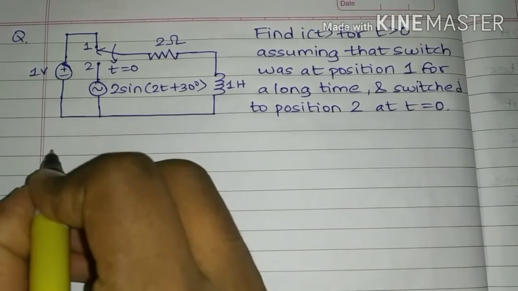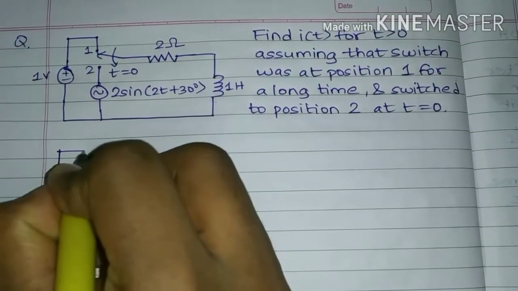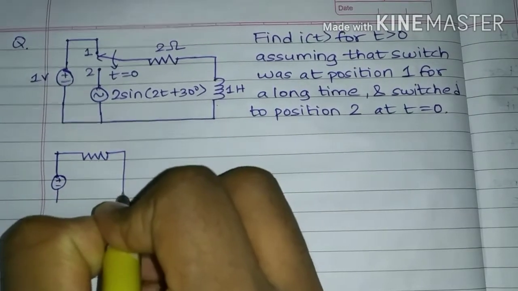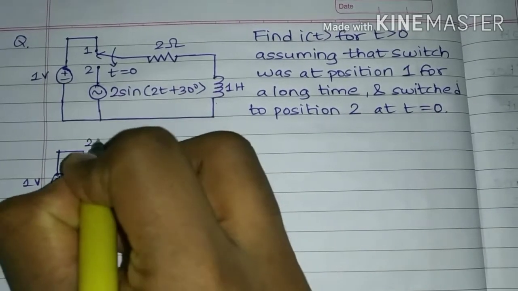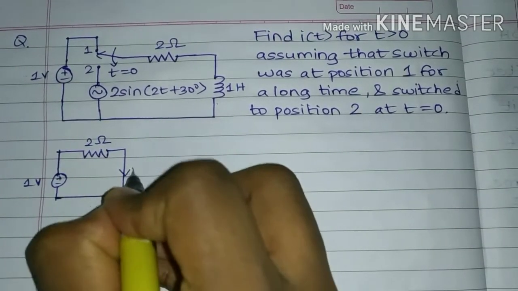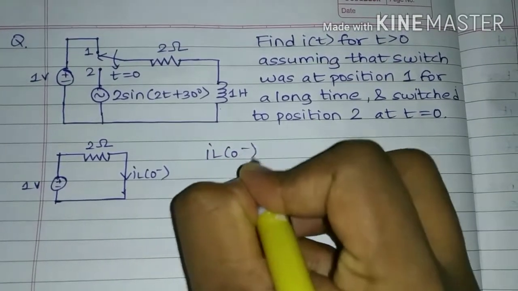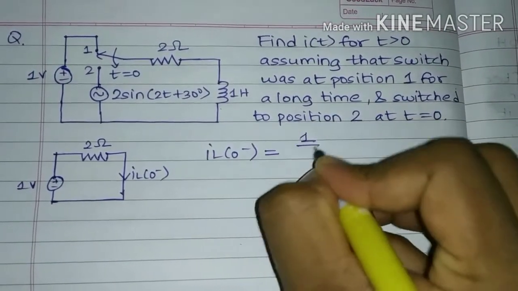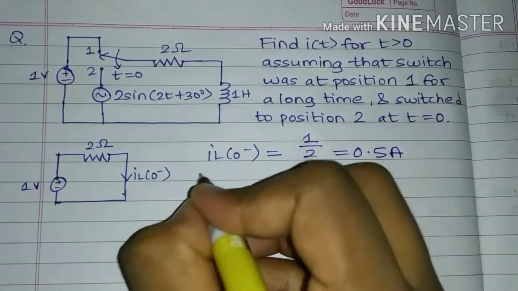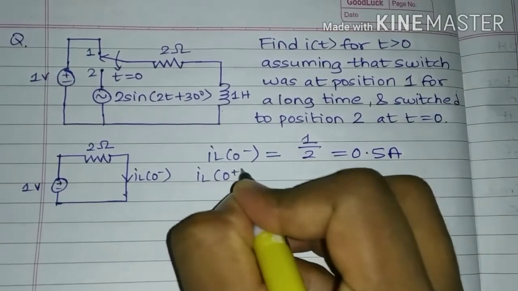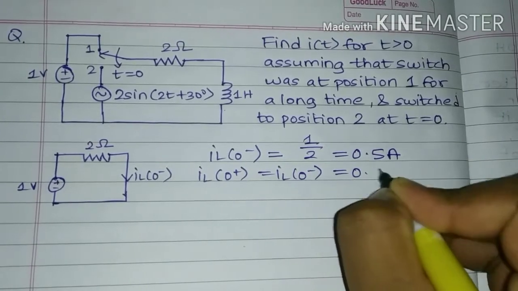At t equal to 0 minus, the circuit attains steady state and hence the inductor will act as a short circuit. So the circuit at t equal to 0 minus will comprise of only the 1 volt source and 2 ohm resistor, and the current flowing in the loop is IL of 0 minus. So IL of 0 minus is equal to 1 by 2, which is equal to 0.5 ampere. Since inductor does not allow instantaneous change in current, IL of 0 plus will be equal to IL of 0 minus, which is equal to 0.5 ampere.